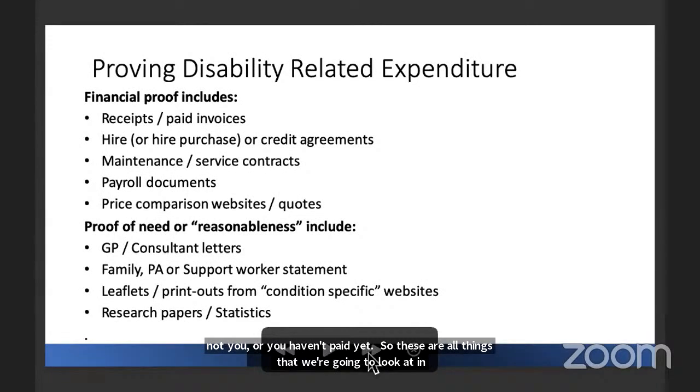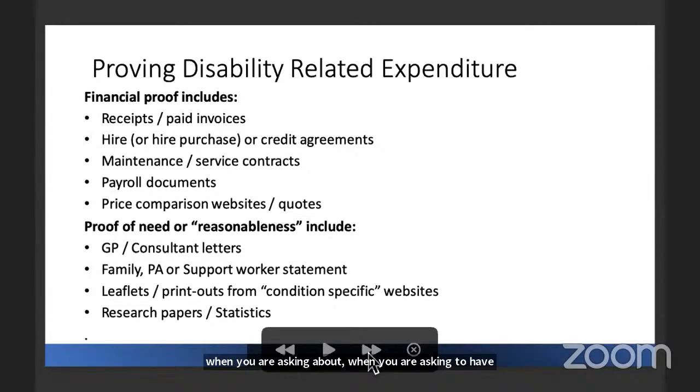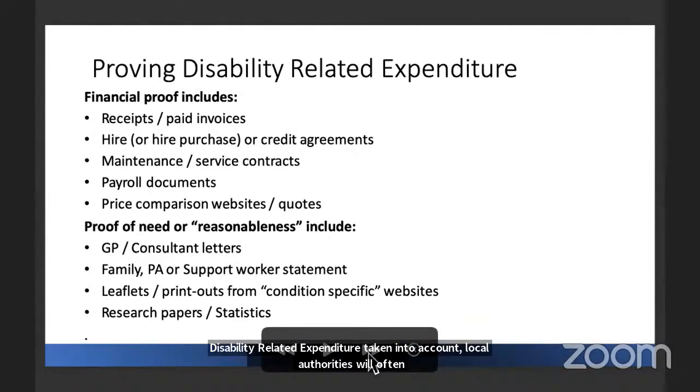So when you're asking to have disability related expenditure taken into account, local authorities will often ask for financial proof and proof of need to spend the money or why it's reasonable to spend money. So you may be asked to provide receipts or show invoices that you've already paid, that shows that you've already spent the money.